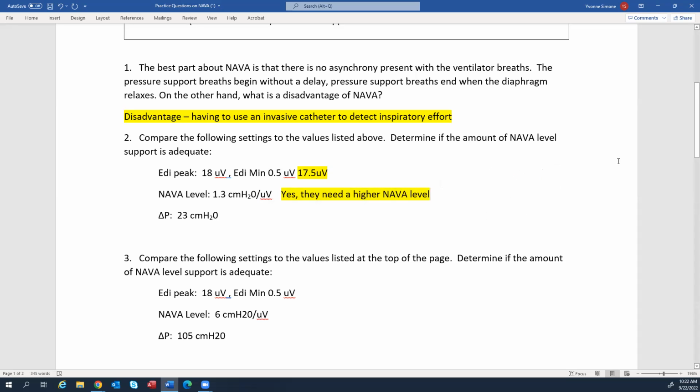All right, so how did I come to that conclusion? I saw that the EDI peak is more than 5 to 15 microvolts. So I know the patient's working hard to breathe. So how can I help them? I can increase the NAVA level. So increase from 1.3, usually 0.5 at a time. So 1.3 up to 1.8, and then see if their EDI signal drops between 5 and 15.